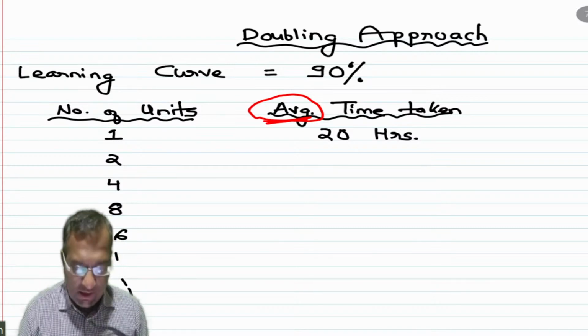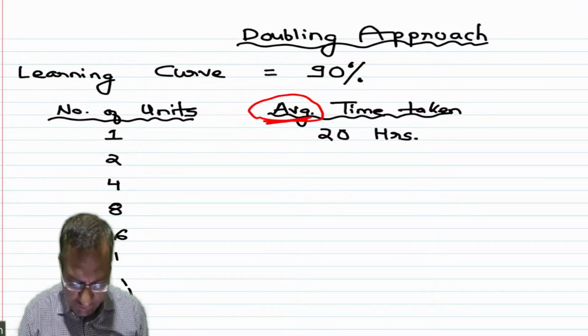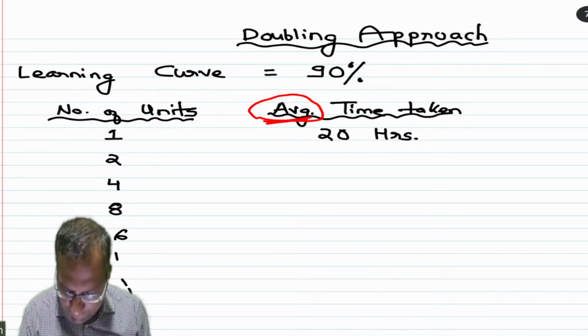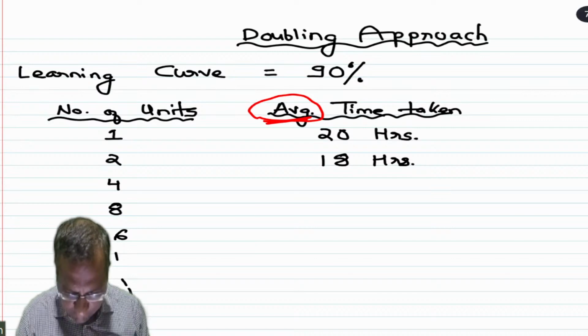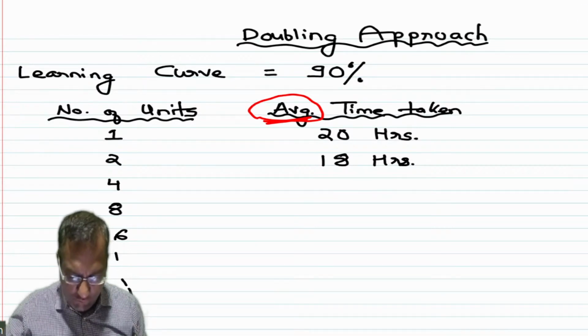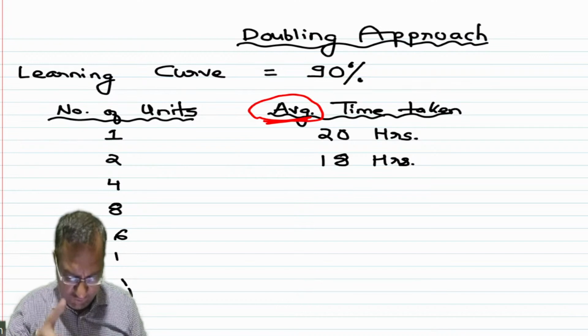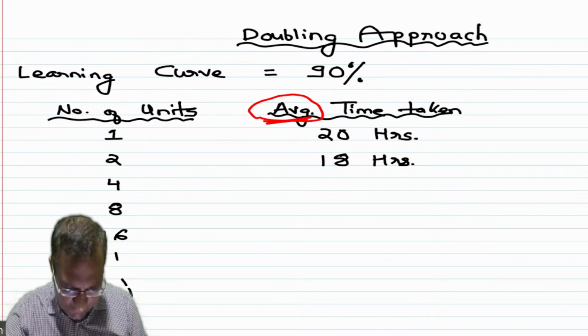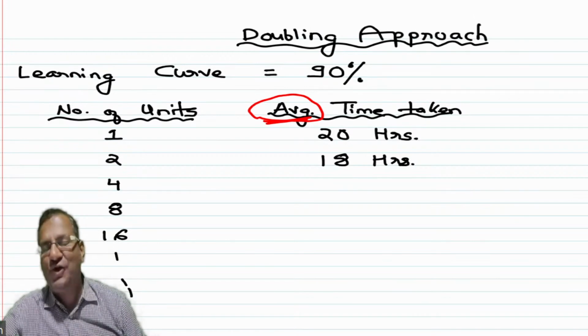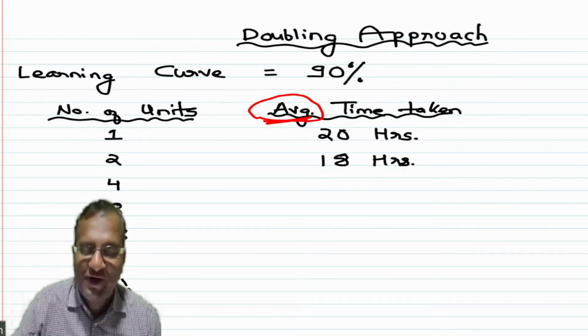Okay. So learning curve is 90%. It means to manufacture 2 unit, 20 into 90. Okay, okay, beta. Correct hai, correct hai. It's not 16 hours. Sorry. Oh, I mistook it. It's not 16 hour, beta. It's 18 hour. Yes. It's 18 hour? No, it's not 18 hour. Let's wait, beta. Let's wait.